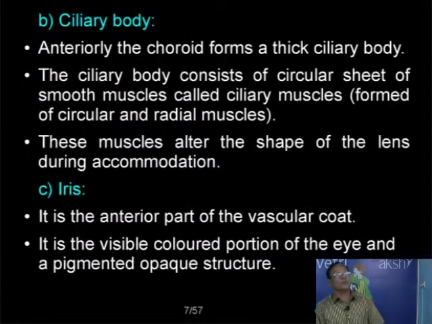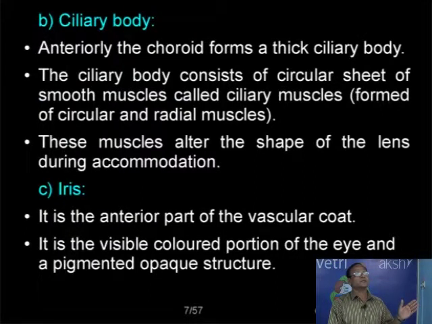Now the ciliary body, the second part. It is localized at the anterior part of the choroid coat, the middle vascular coat. Anteriorly the choroid coat forms a thick ciliary body. This ciliary body is formed of a circular sheet of smooth muscles working involuntarily, and these muscles are called ciliary muscles. There are two types of ciliary muscles, circular and radial muscles.